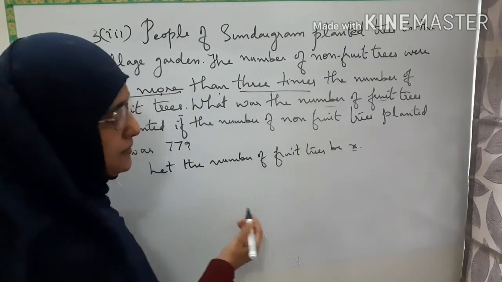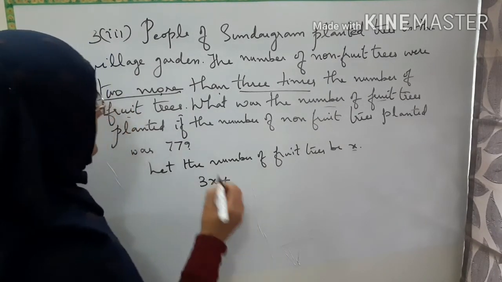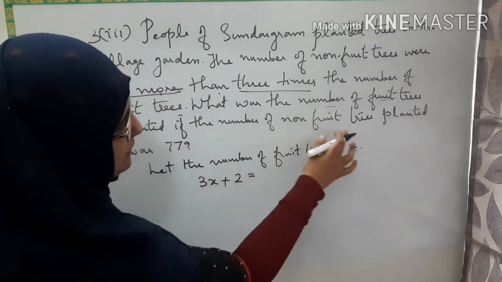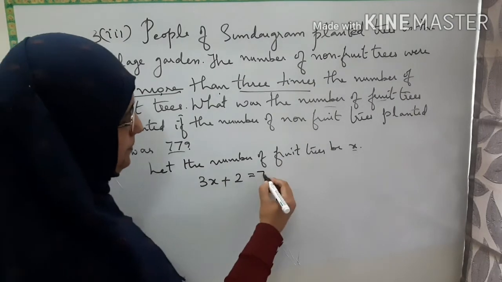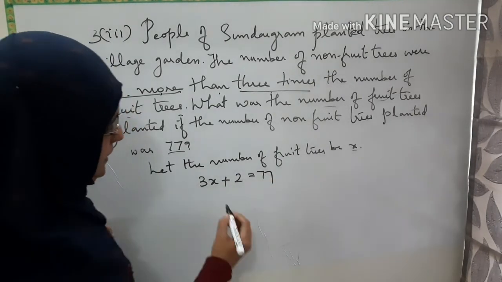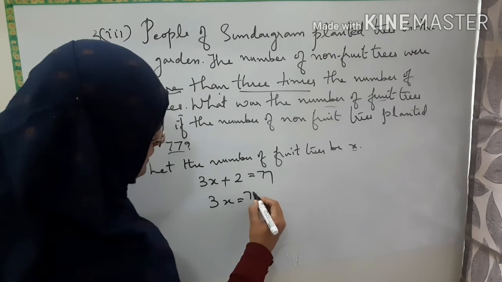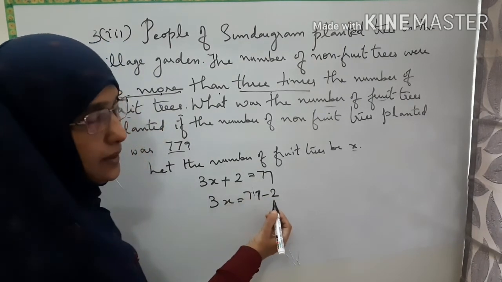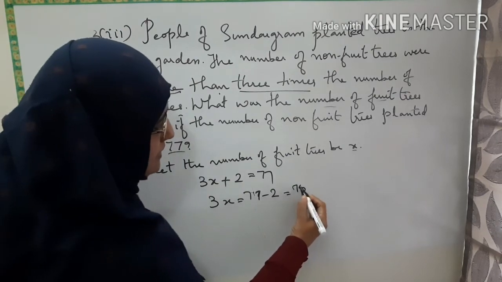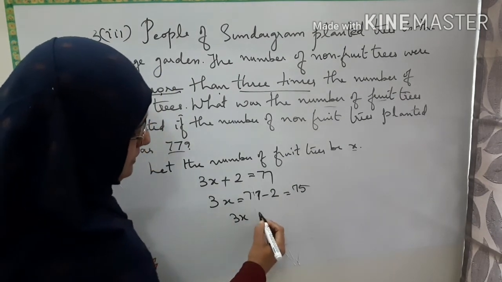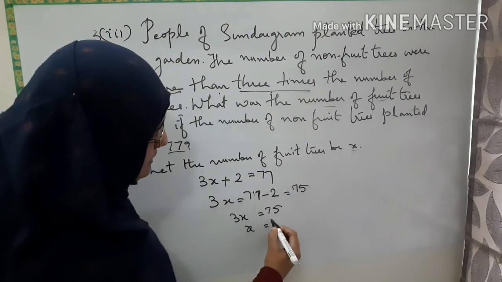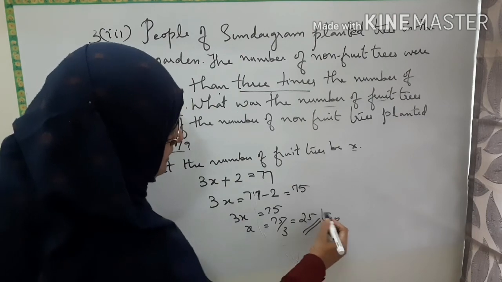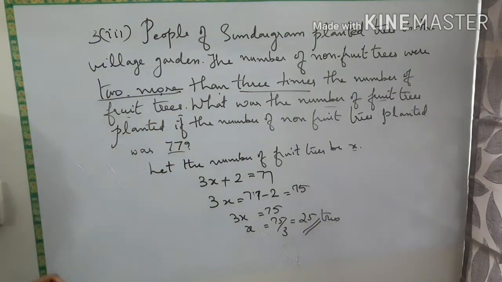3 times the number of fruit trees means 3x plus 2 equal to what? How many trees were there, if the number of non-fruit trees is 77? It is 77. So 3x plus 2 equals 77. Plus 2 goes to the other side, becomes minus 2. So it will be 75. 3x equal to 75. So x equals 75 by 3, that is 25 trees. There were 25 fruit trees.